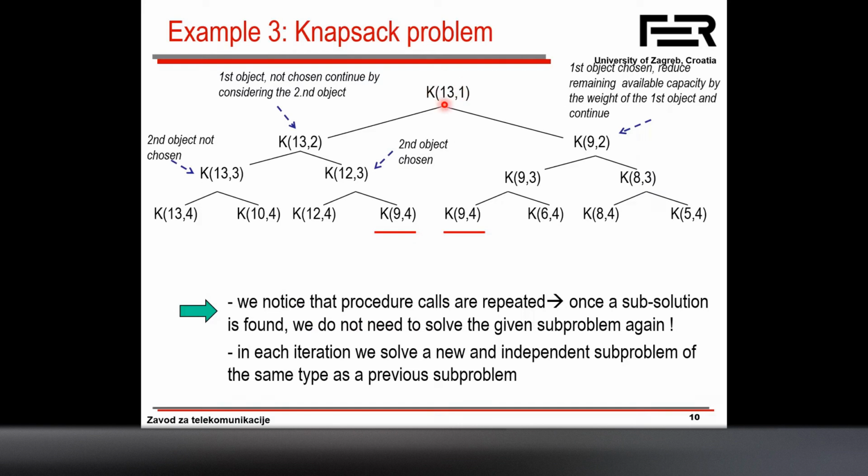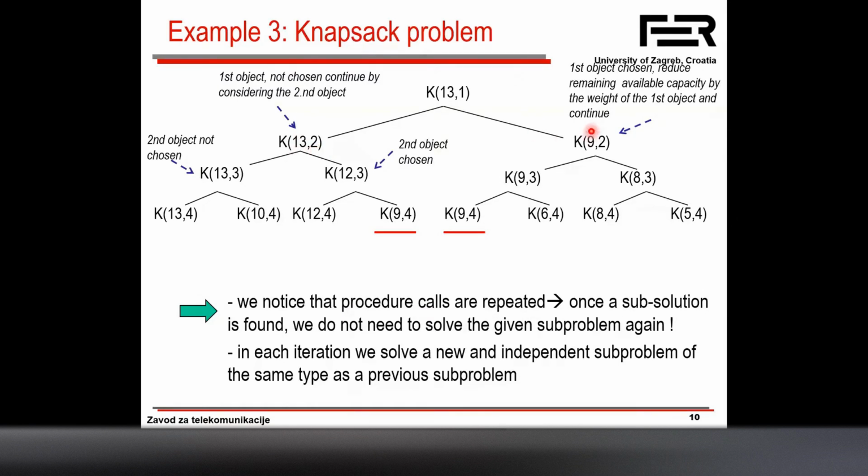Now, if I decide that the first object is not chosen, now I continue. I've decided not to choose the first object. Now I continue with the second object. I get this procedure, right? My capacity is still full. I haven't chosen any objects, but now I'm considering objects from 2 to 6.